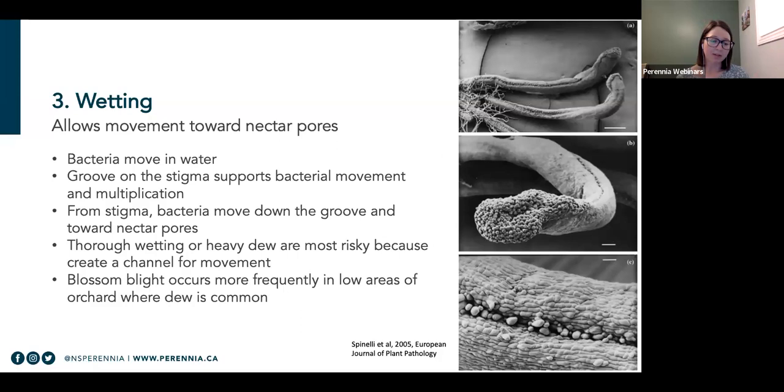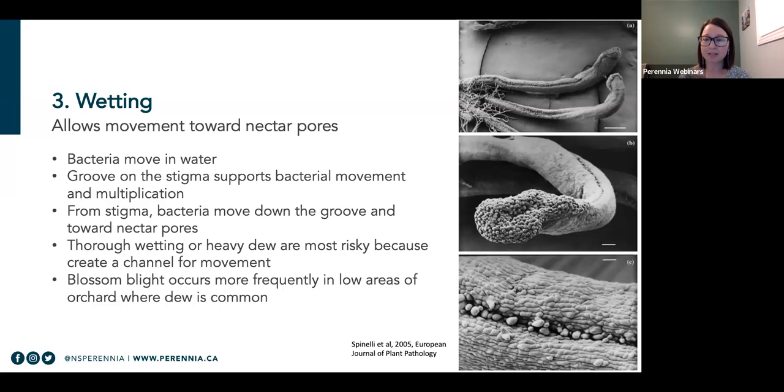Okay, so at this point, we've talked about having open flowers to have that environment where the bacteria grows on the stigma. We've talked about bacterial reproduction happening in the heat. And then the third factor here is that a wetting event is required for the movement of that bacteria. It allows the movement towards the nectar pores, which is the natural opening in the flower where that bacteria is going to gain entry to the plant system.